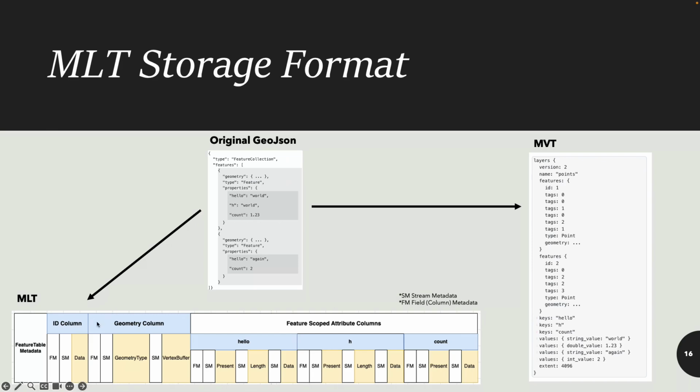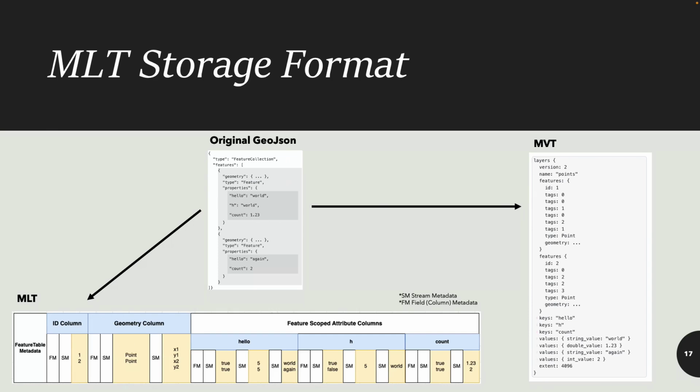And if you compare it to MLT on the left side, you store, for example, all IDs of all features continuously in memory. So starting with ID 1, then ID 2, and then next the geometry columns come, where all the geometry types are stored, for example, point for geometry 1, and then for geometry 2, and then all X coordinates and Y coordinates. And then, for example, the first property column is continuously stored in memory, and then the second and the third.